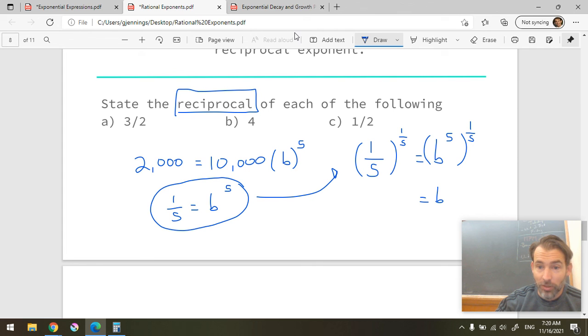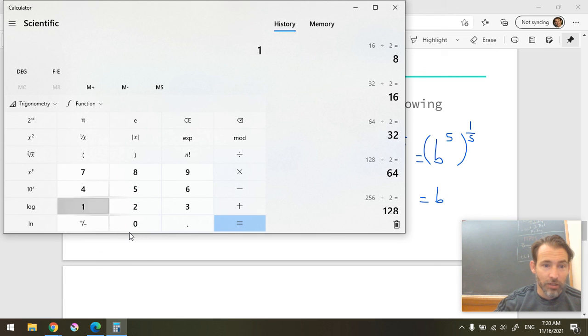And then 1/5 to the 1/5, well, you can punch that on your calculator. I should use the keyboard here. 1 over 5. I have a fractions button somewhere, but I never use a fractions button. It's just 1 over 5 raised to the power. Where's my raised to the power button? Here it is. Raised to the power, put it in brackets, 1 divided by 5 in brackets. So that's 0.2.